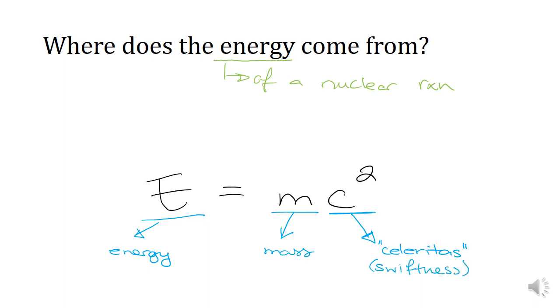You don't need to know the etymology. I'm just giving that to you because I'm a nerd. So celeritas means swiftness, and it is the speed of light in a vacuum.